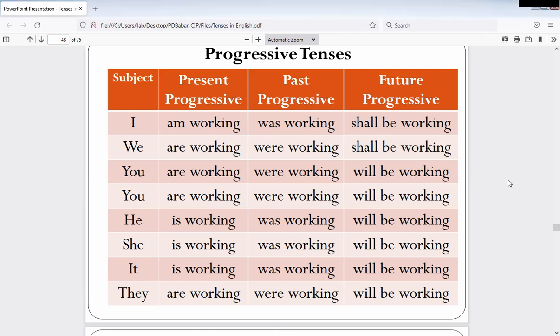Then for he, we use is, am, are plus V-ING. So he is working. This is the present progressive. And its past progressive is he was working.